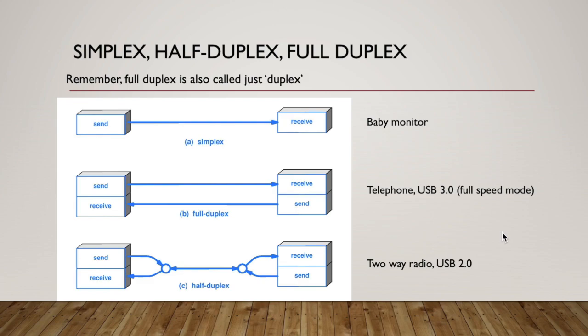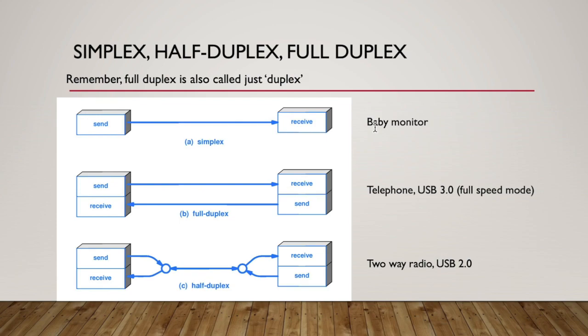Correct that mistake. So, simplex is where the sender sends information and the receiver receives it, but it doesn't come back. We can only send data in one direction. If you asked for an example, a baby monitor. The information goes from the baby to the parent. They listen to the sound, they watch the video, but they can't send information across the other way on the baby monitor. Well, usually at least.